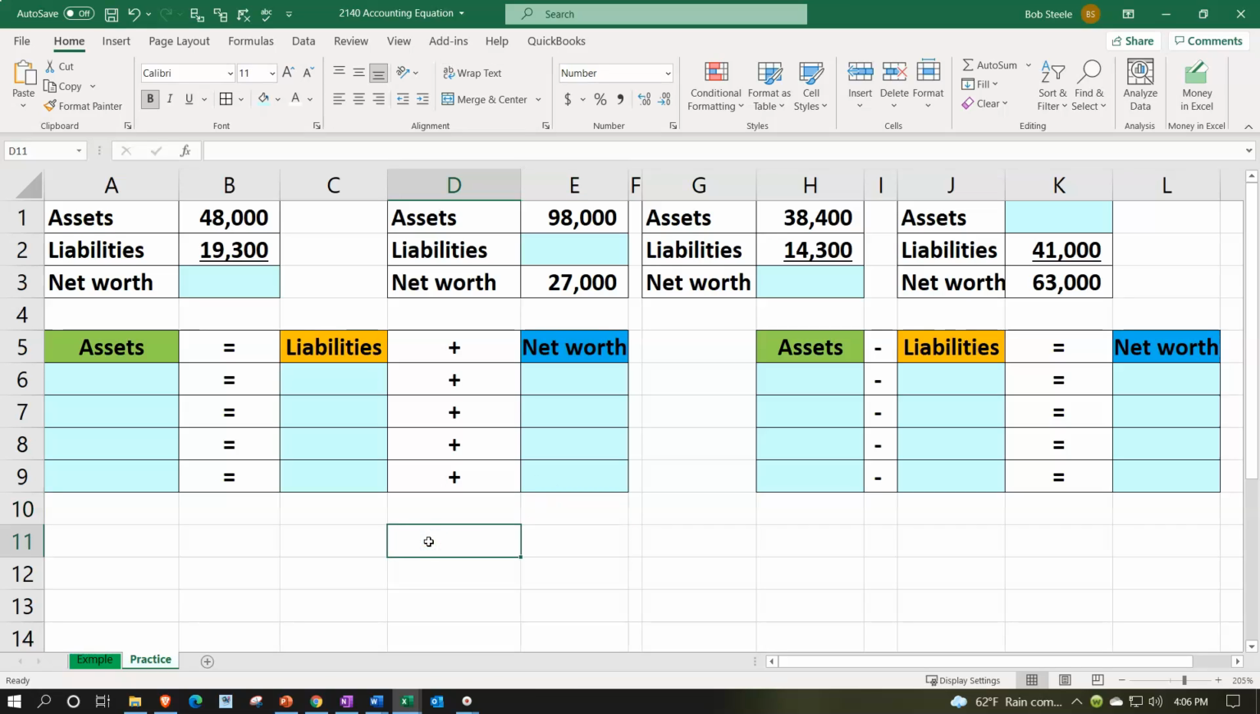If you have access to the Excel worksheet and would like to follow along, note that we're down here in the practice tab as opposed to the example tab, the example tab, in essence, being an answer key. Information's up top. We're going to be populating that into the blue areas, working on our accounting equation.